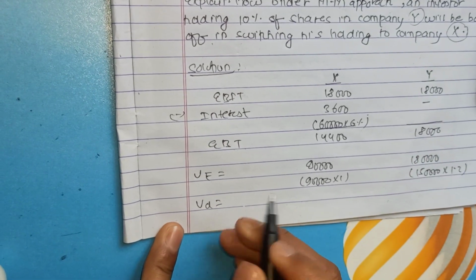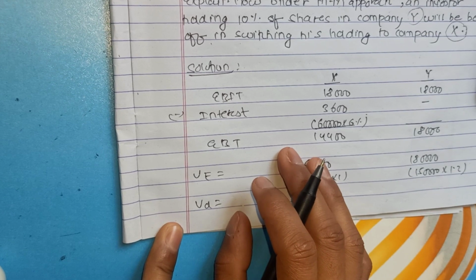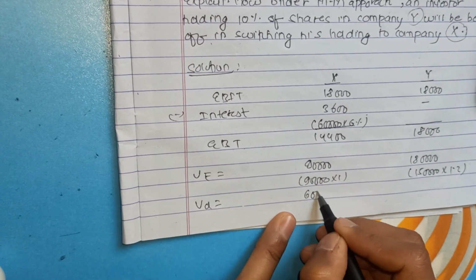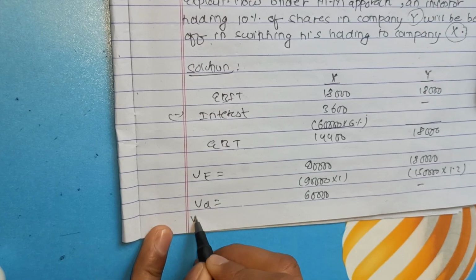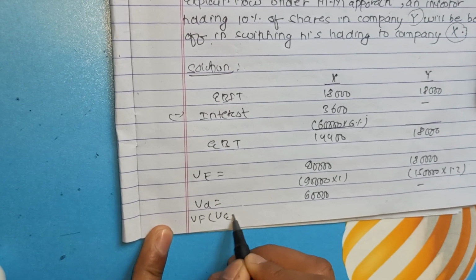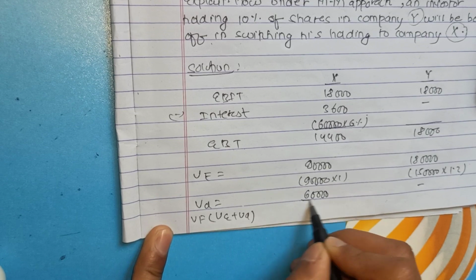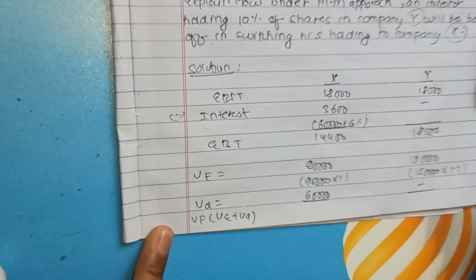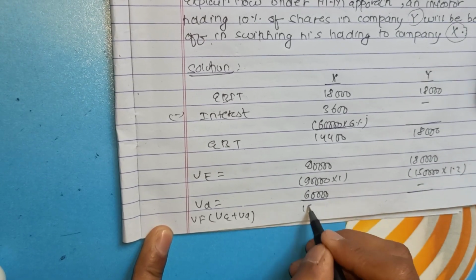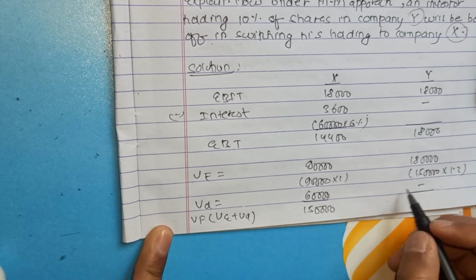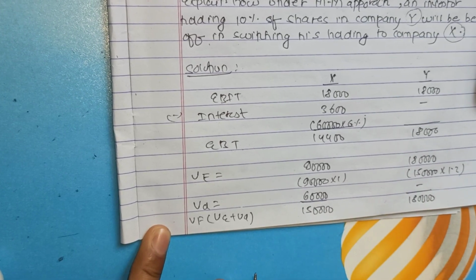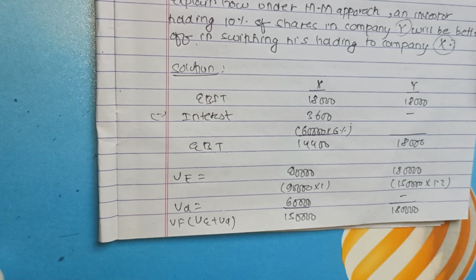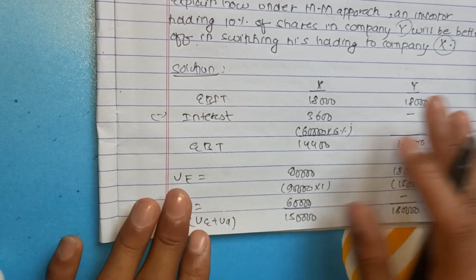Value of debt in company X, we have the value of debt of 60,000, but in company Y there is no value of debt. Now value of firm is value of equity plus value of debt, which comes to 90,000 plus 60,000 is 1,50,000, and value of firm in company Y is 1,80,000. It is simple, it's like before.